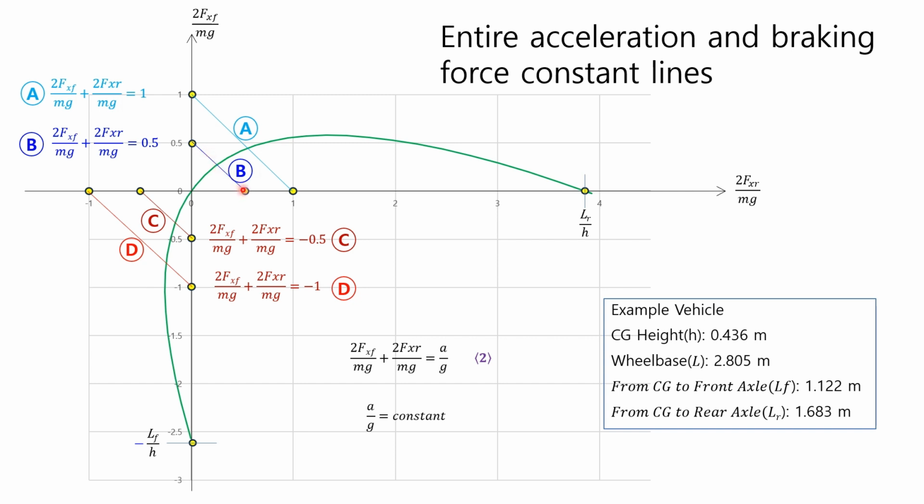Next, in the braking section, when the vehicle brakes at -1 g-unit, the line where the entire braking force is constant can be expressed by equation D, which is represented by the red straight line in the figure. In addition, when the vehicle brakes at -0.5 g-units, the line where the entire braking force is constant can be expressed by equation C, which is represented by the dark red straight line in the figure. This concludes the outline of the optimum force distribution curve, and I will now explain in detail the theory and mathematical formulas required to represent them in a graph.